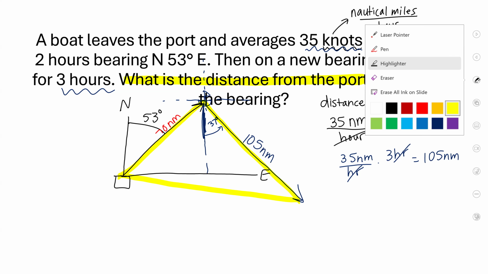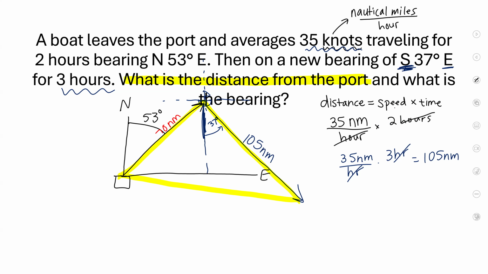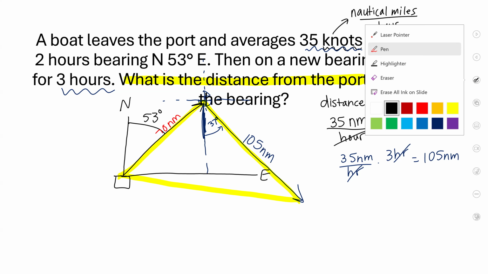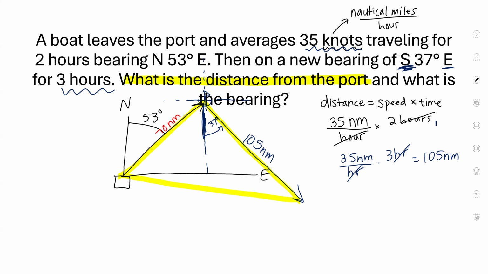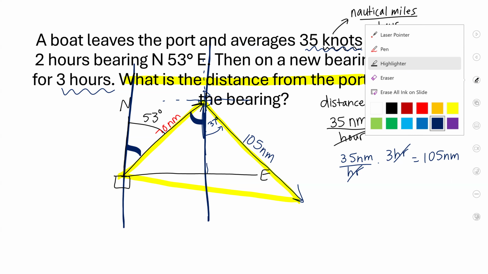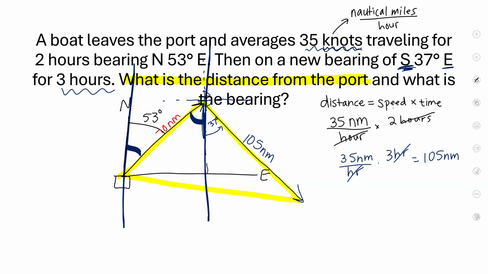Now, let's figure out how we're going to do this. If you remember from geometry, this is parallel and this is parallel, so they form alternate interior angles. If this is 53 degrees, that means this angle is 53 degrees. Parallel lines form alternate interior angles, so this is 53 degrees. Guys, what is 53 plus 37? 90. So we formed a right triangle.